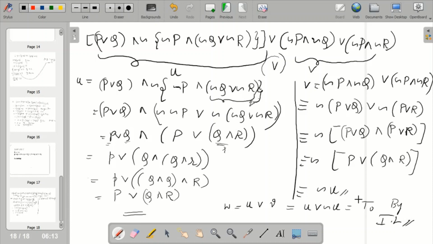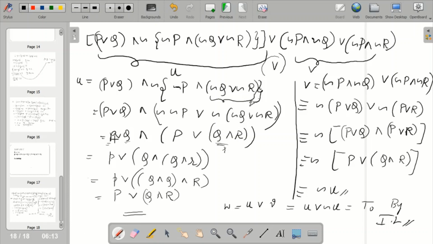If you want, I'll just repeat. I took this section as U and this section as V. I tried to solve this section U. So here I wrote it as it is. Then I applied De Morgan's law for this. When I apply De Morgan's law, this will be double negation of P, and this operator will change to or, and again here it will get a negation. That double negation will be P. For this again I applied De Morgan's law, so it will be Q and R. So you got P or Q and R.